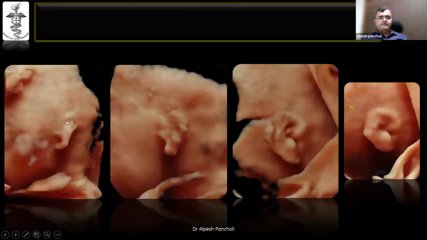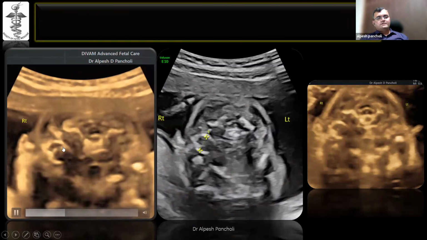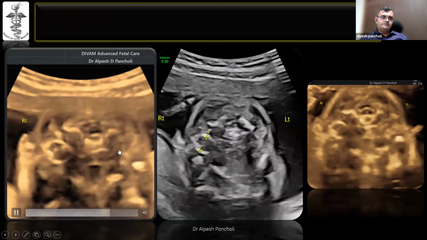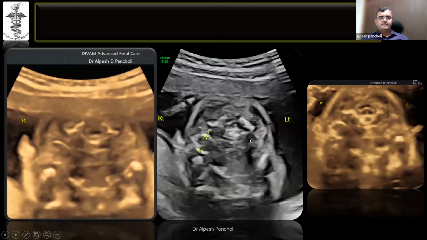On the surface rendering, we can see the left ear is small and dysmorphic, while the right ear is normal in size and morphology. So as I said earlier, look for the tympanic rings. This is the right tympanic ring, and there is no tympanic ring on the left side. So this is tympanic ring aplasia on the left side with grade 3 microtia.